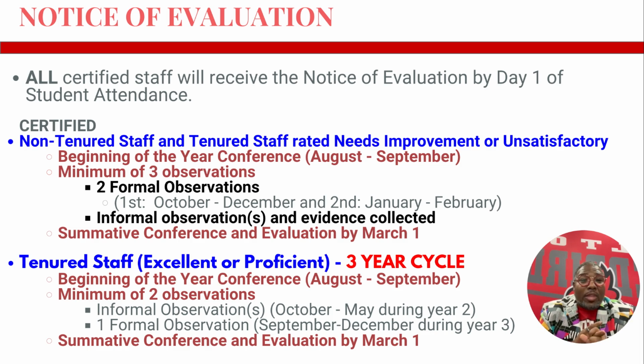But knowing that for the formal, at the beginning of the year, you should have a beginning of the year conference. And in that 3-year cycle, you have a minimum of 2 observations, that is an informal and a formal observation. And then by March 1 of the 3rd year of your cycle, you should have that summative conference that gives you your summative rating for your evaluation process.